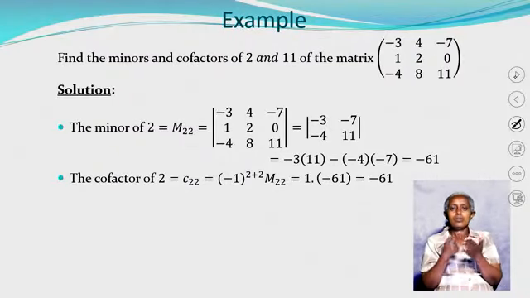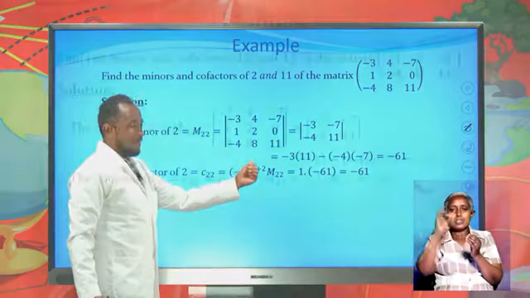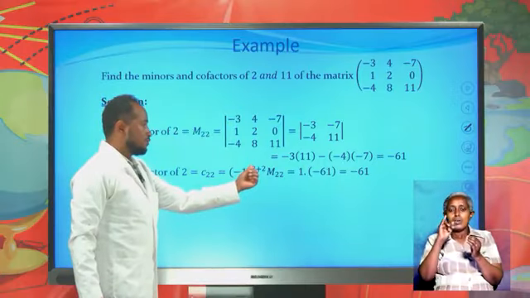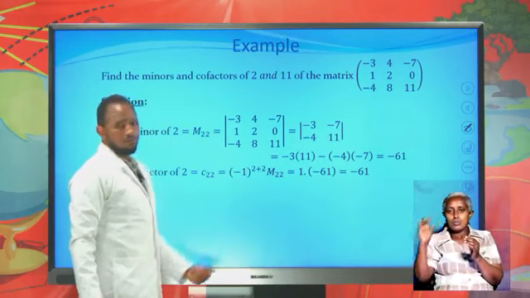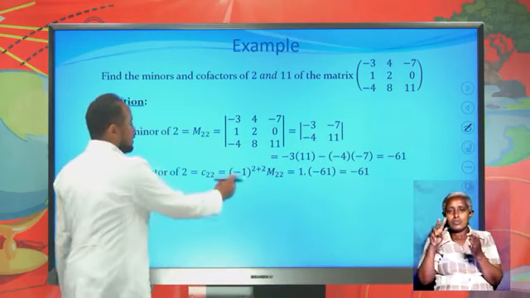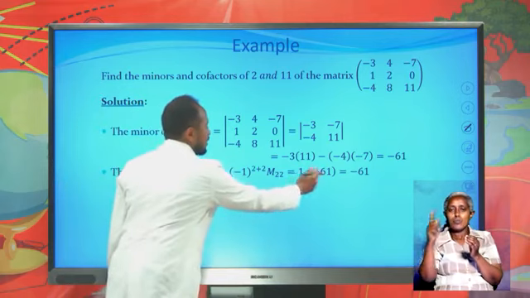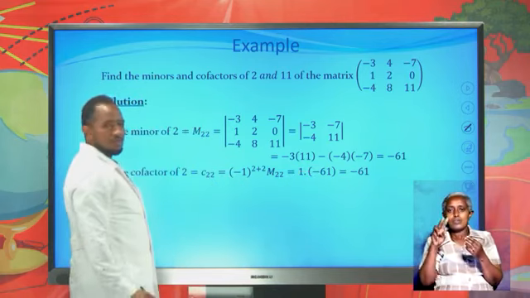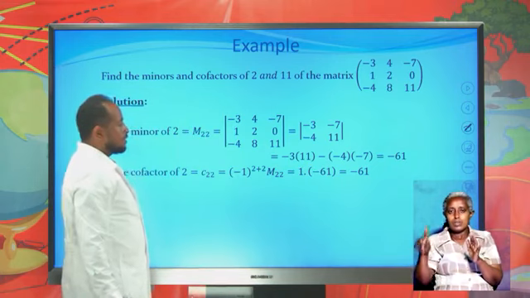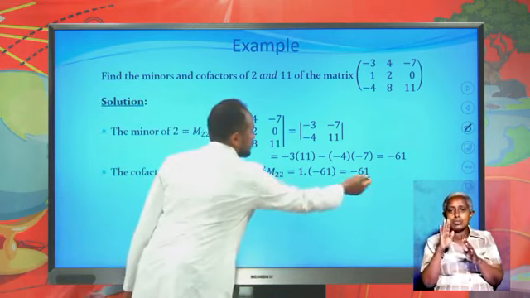So, to find the cofactor, the cofactor C22 is given by this -1. 2 is found in the second row and second column. So C22 is equal to -1 to the power of i plus j, which is 2 plus 2, times the minor of 2. Therefore, -1 to the power of 2 plus 2 is 1, times the minor of 2, which is -61. So the answer will be -61.